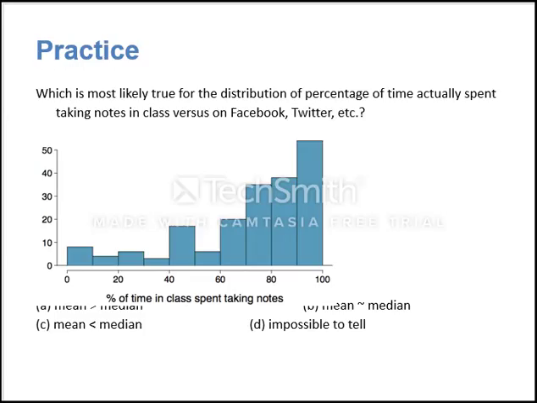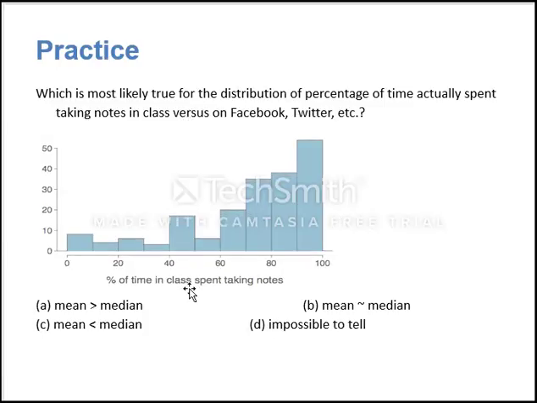Okay, so let's apply this here. Which is most likely true for the distribution of the percentage of time actually spent taking notes in class versus being on Facebook, Twitter, or other social media outlets? So take a moment. Think about which of these are going to be true, most likely.